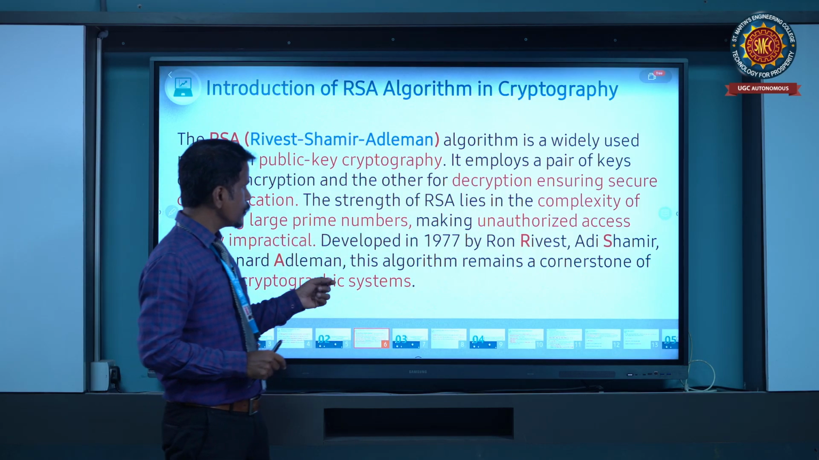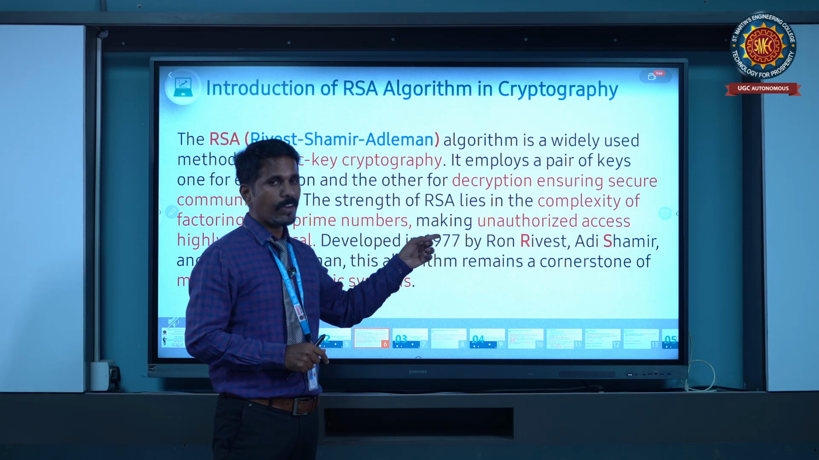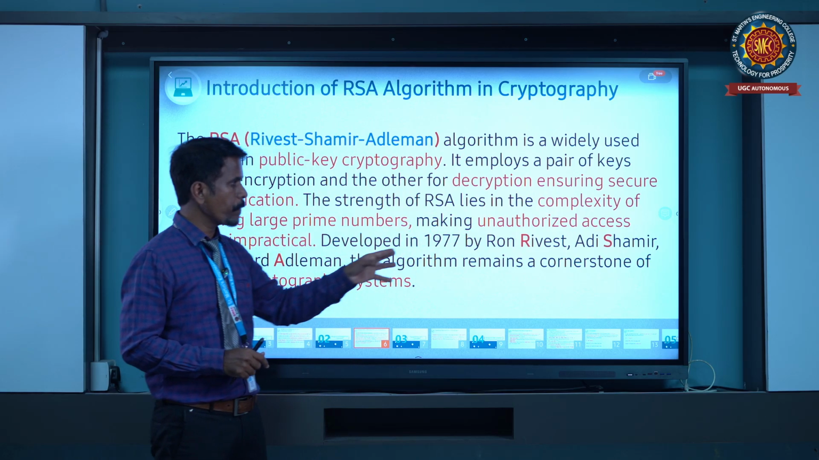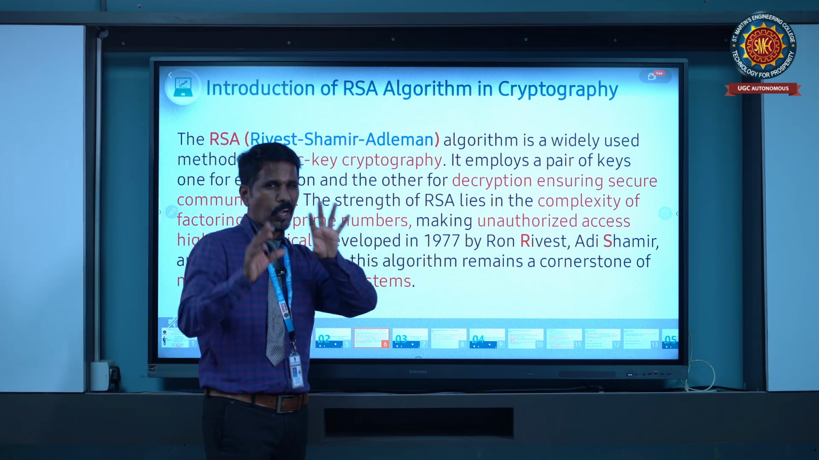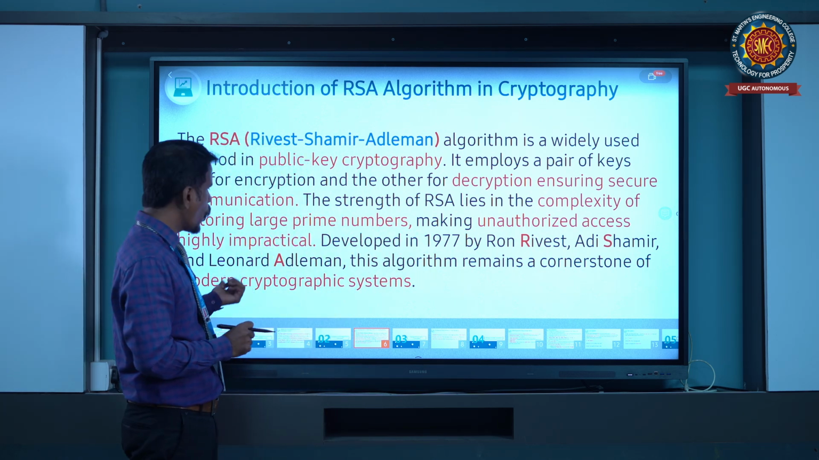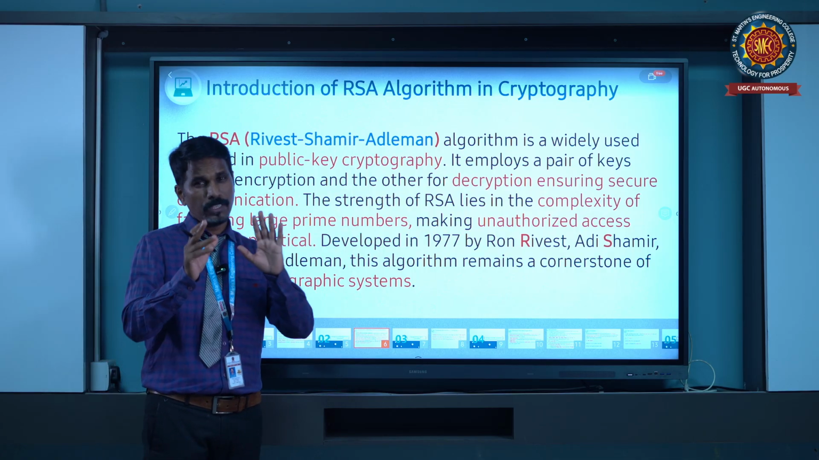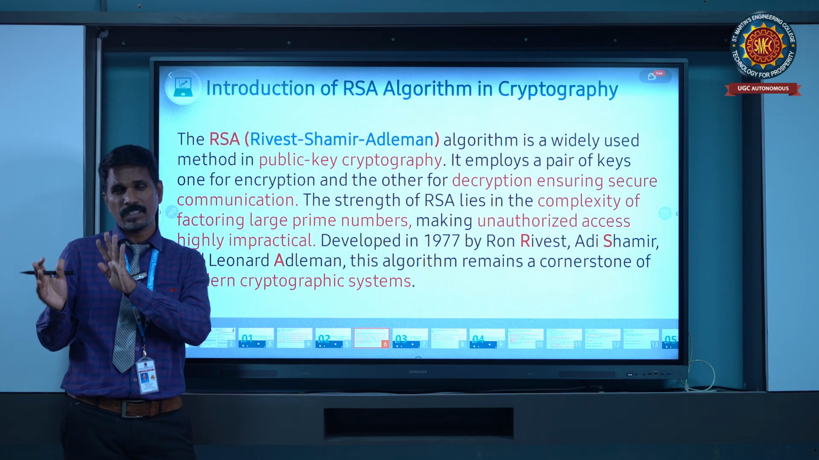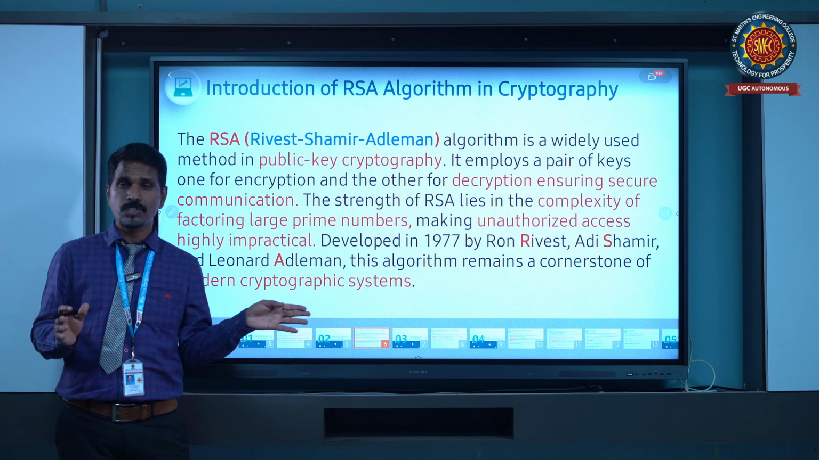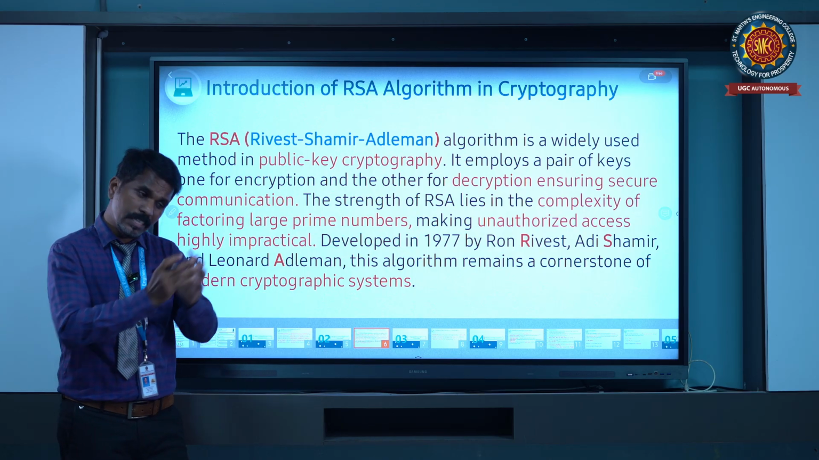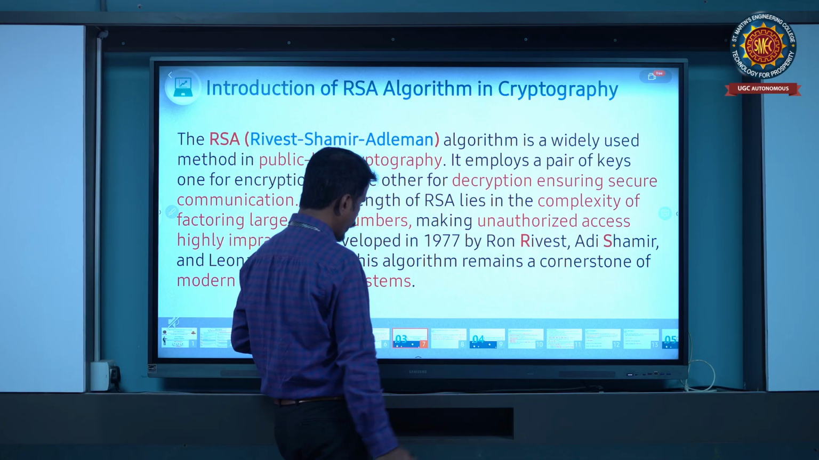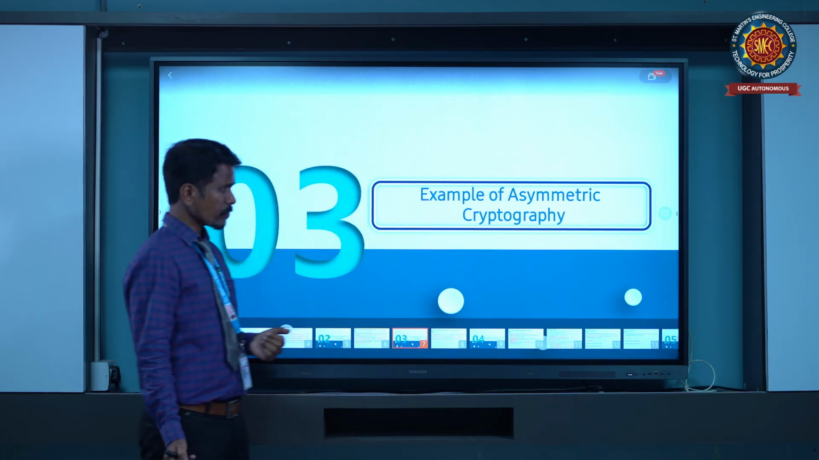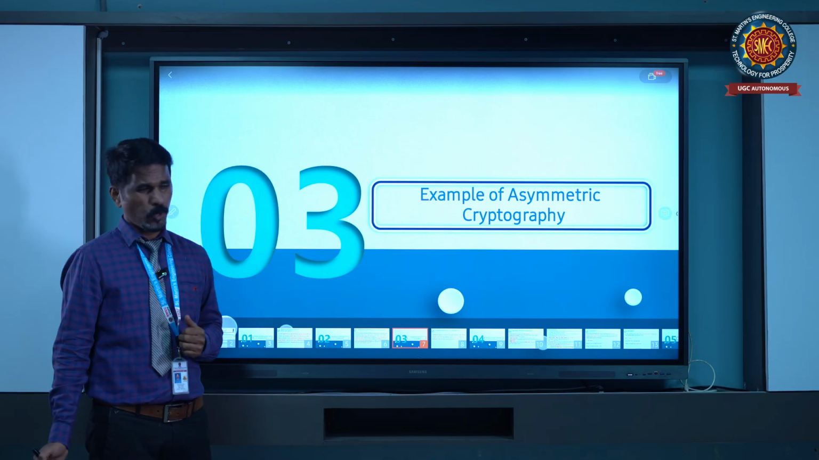So next one, this was developed in 1977. The three people developed it, I already told you. This algorithm is a cornerstone of the modern cryptography system. Modern arithmetic operations are used, so collectively it is called this system. Next, what we have to discuss is some examples of asymmetric cryptography.